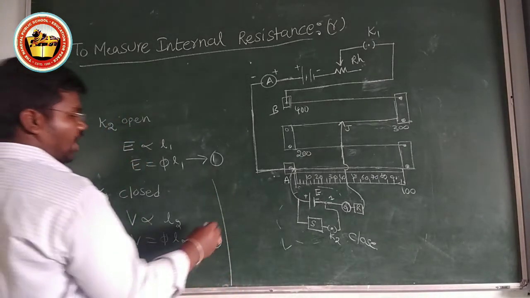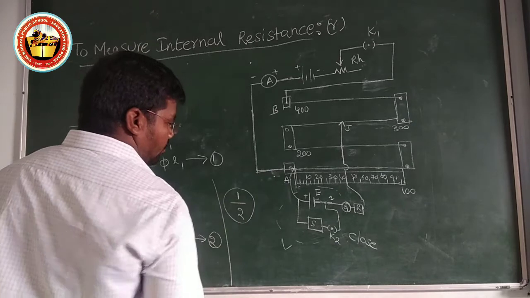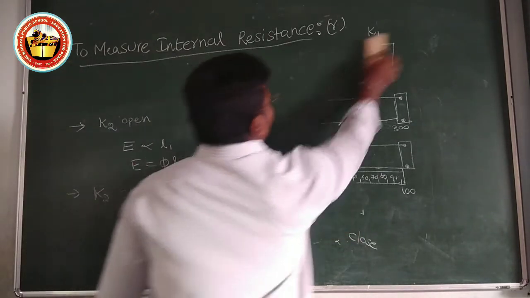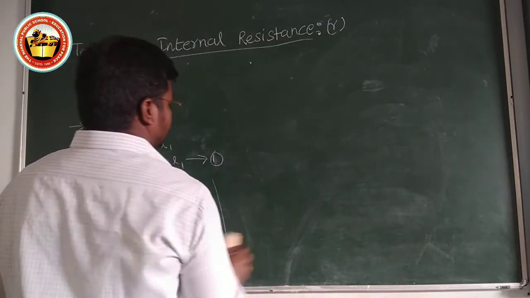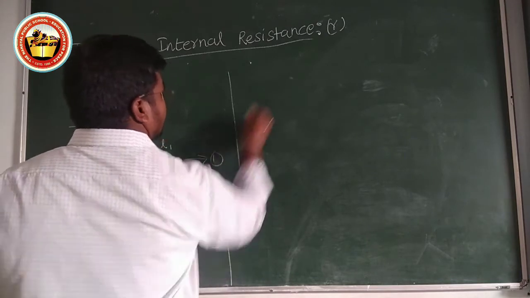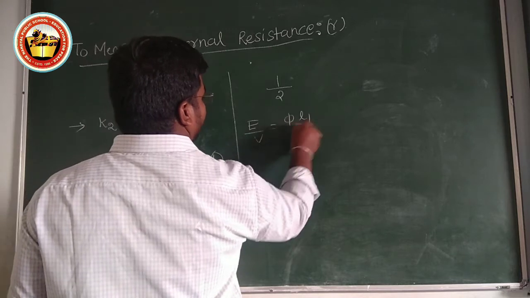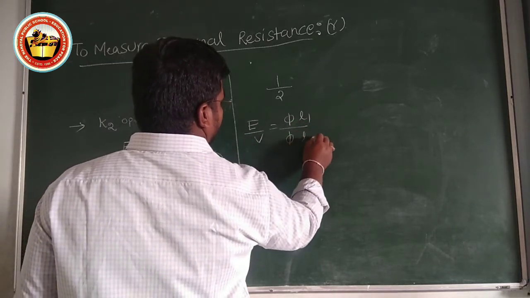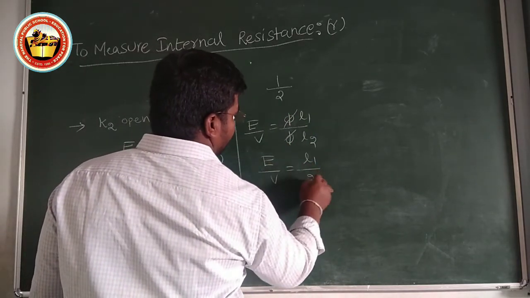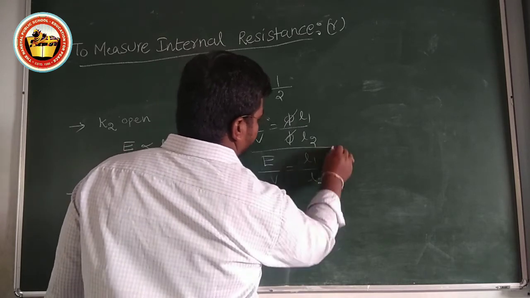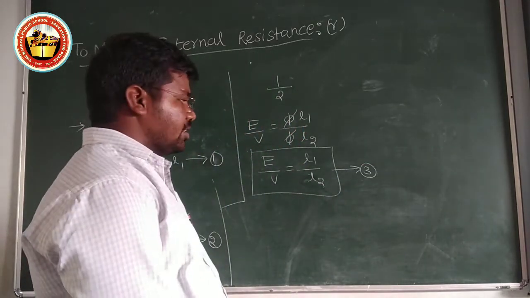Then dividing equation 1 by equation 2, we get E by V is equal to 5 L1 divided by 5 L2. The 5 gets cancelled. E by V is equal to L1 by L2. This is equation 3.